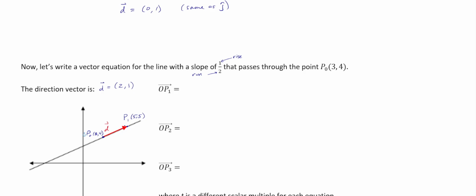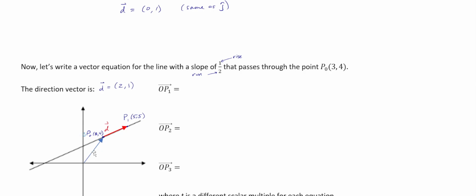If I want to get to this point right here, then I can't just use the direction vector. What I need to do is have a vector that goes from the origin to the original point stated, P0, 3, 4.